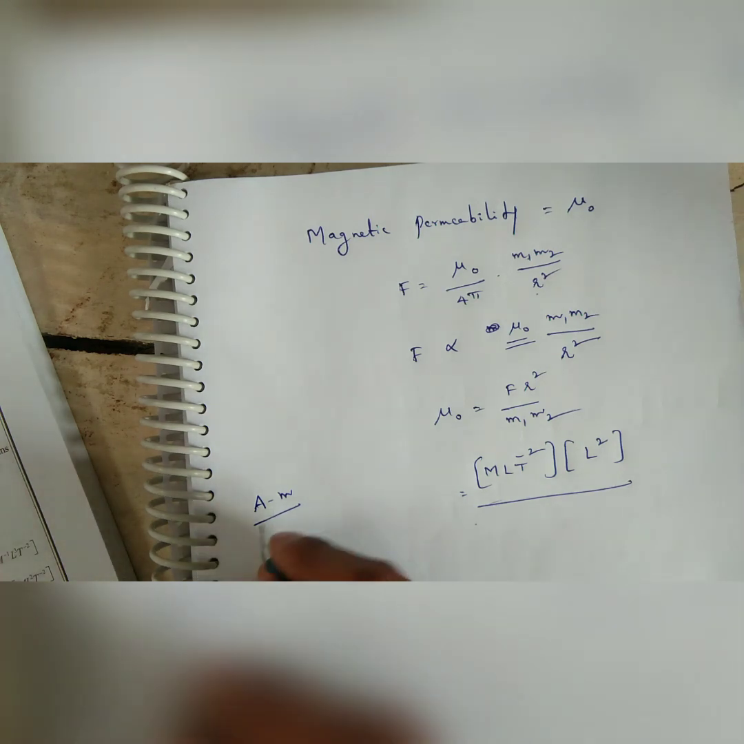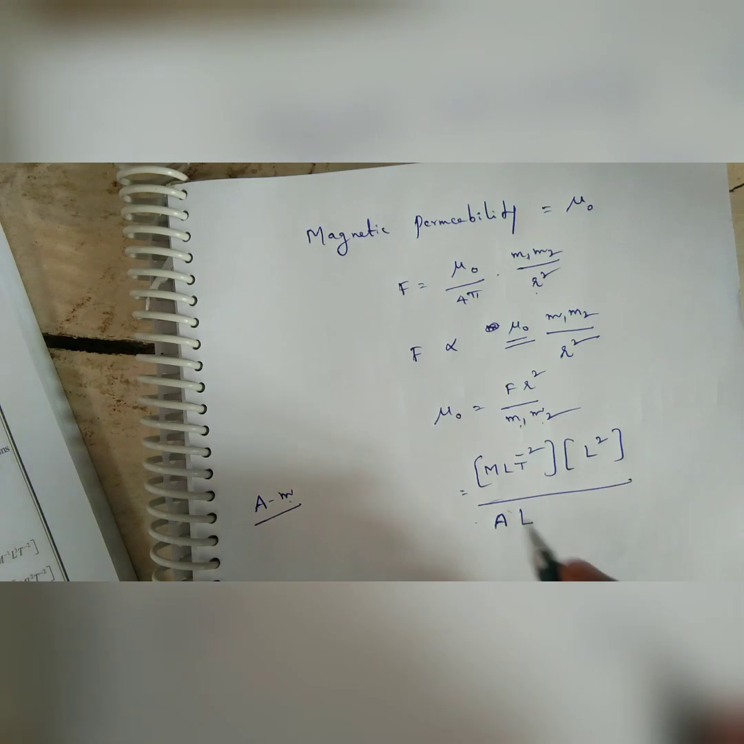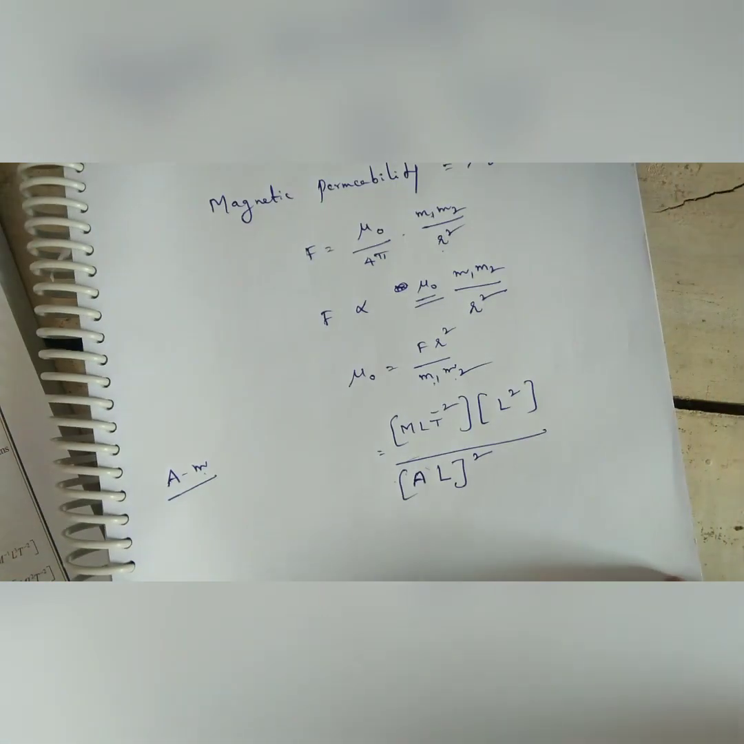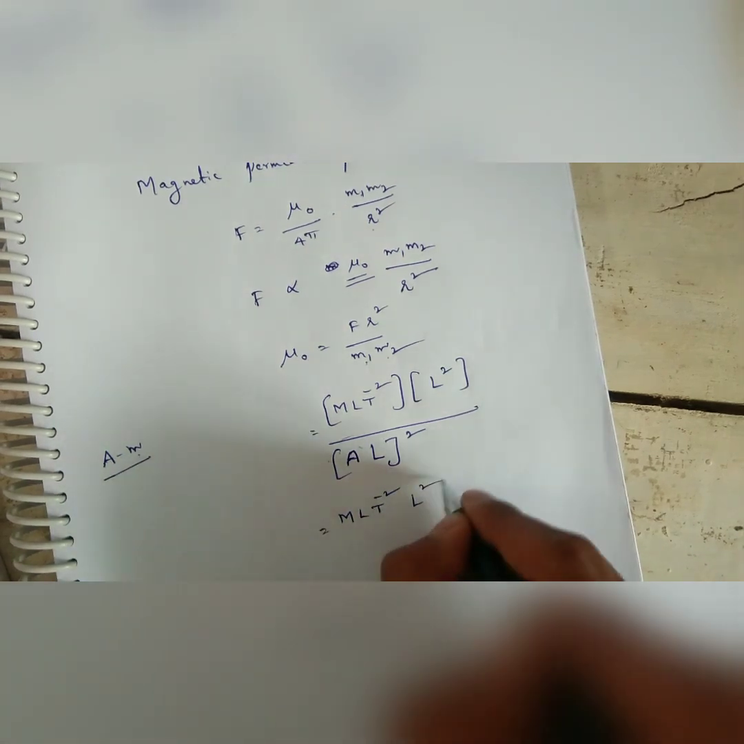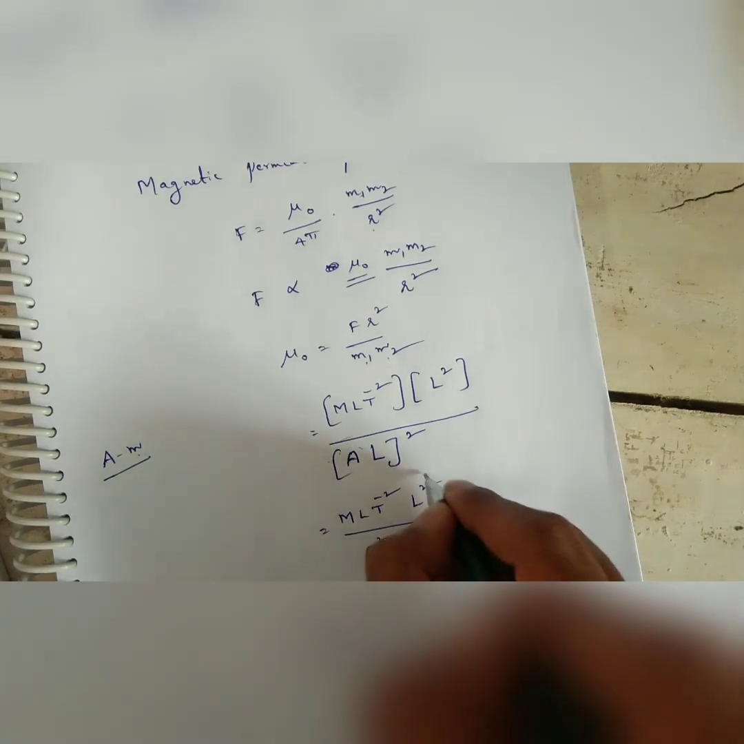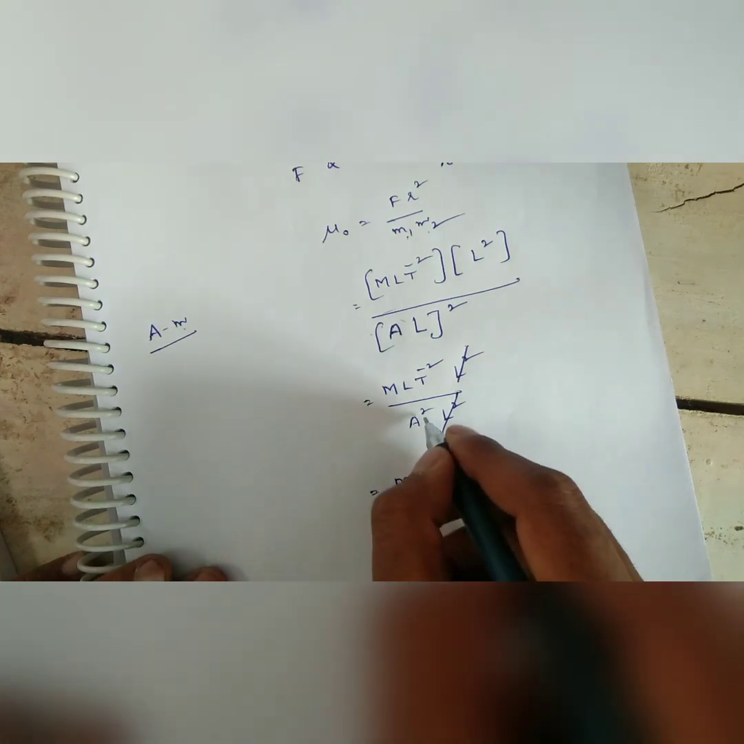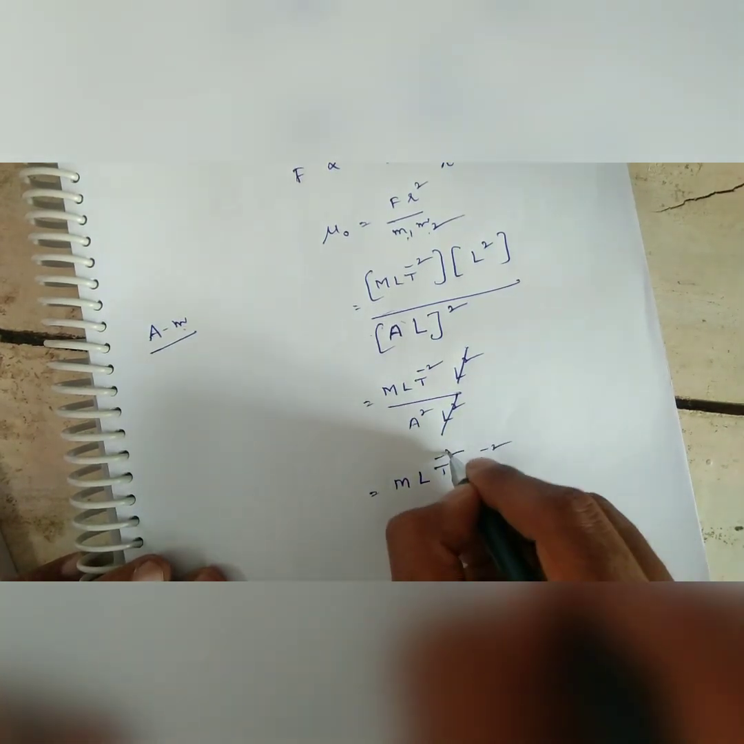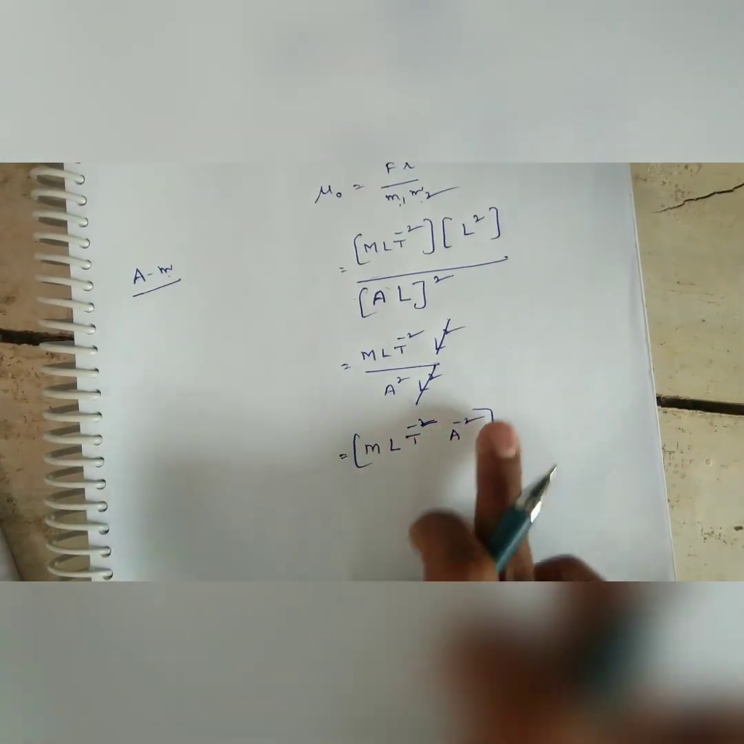Now ampere is the current. The dimensional formula of current is A. Meter is distance, so L. M1 M2 is repeated twice, pole strength, that's why square. Now M L T minus 2 L square by A square L square. L square gets cancelled. M L T minus 2, A square goes to the numerator, A power minus 2. So the dimensional formula is this one only. Among the four options, magnetic permeability has the dimensional formula M L T minus 2 A power minus 2.